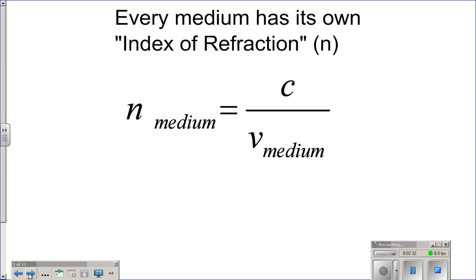Now, every medium that light can travel through has its own what's called index of refraction. The index of refraction is calculated by taking the speed of light in a vacuum and dividing it by the speed of light in your medium.